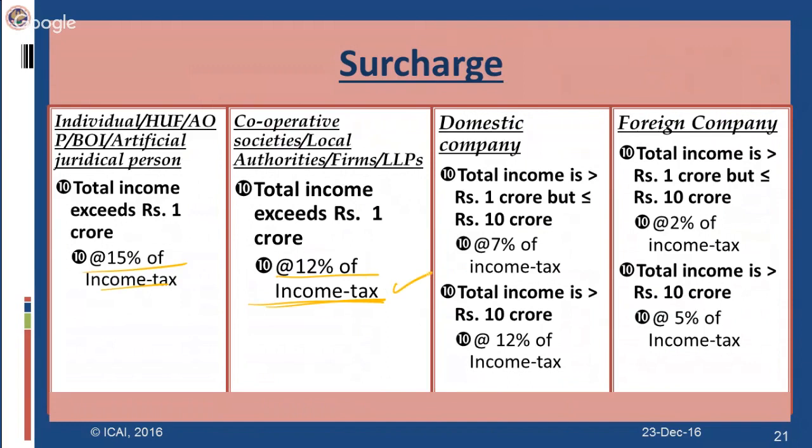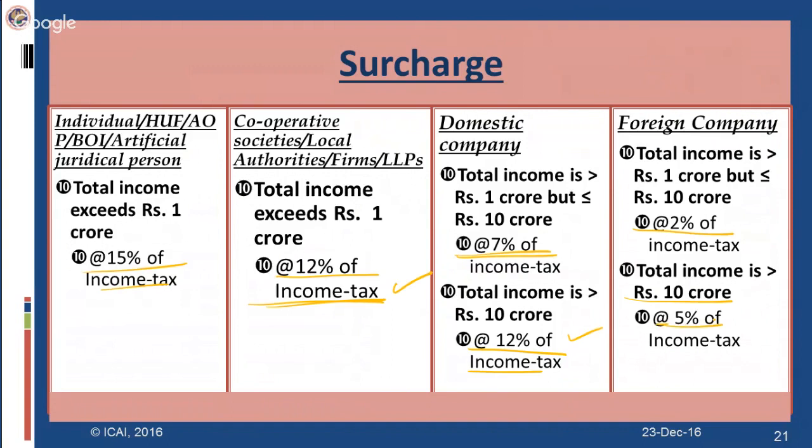In case of a domestic company, the rate of surcharge varies according to their income. If the total income exceeds 1 crore but is less than or equal to 10 crore, the surcharge rate is 7%. However, if the income exceeds 10 crore, the rate of surcharge will increase to 12%. In case of a foreign company, the rate of surcharge is less, that is 2% and 5%. If the total income is more than 1 crore but less than or equal to 10 crore, the surcharge rate is 2%. Where the total income exceeds 10 crore, the rate of surcharge will increase to 5%.